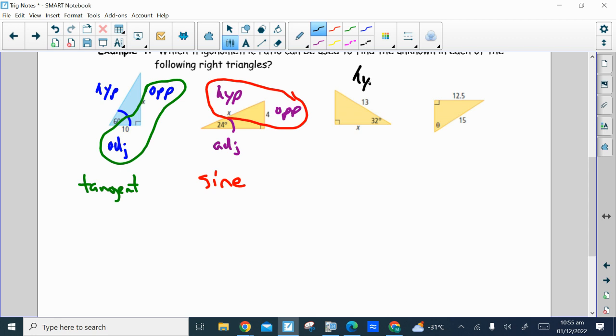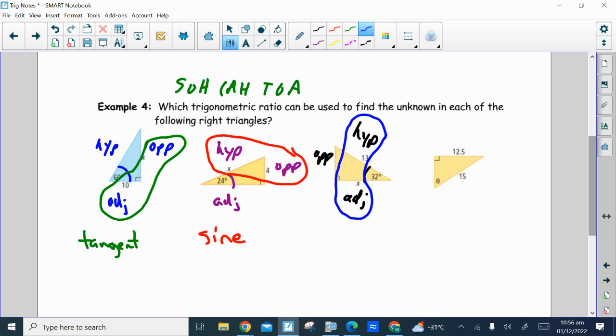Side across from the right angle is the hypotenuse. That never changes. In this case, we're given that 32-degree angle. That's theta. The side across from that is the opposite. The third side is the adjacent side. In this case here, we're given the 13, which is the hypotenuse. We want to find x, which is the adjacent. We are using the adjacent and the hypotenuse. We're not given the opposite, not asked to find it, not using it. And the ratio that uses adjacent and hypotenuse is the cosine ratio. That's what the CAH part of SOHCAHTOA tells us. Cosine is adjacent over hypotenuse.